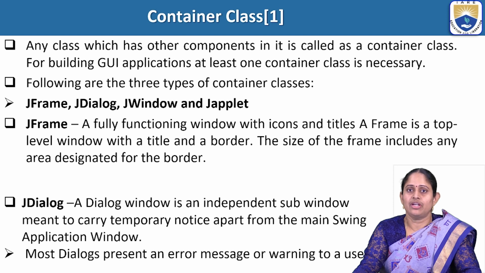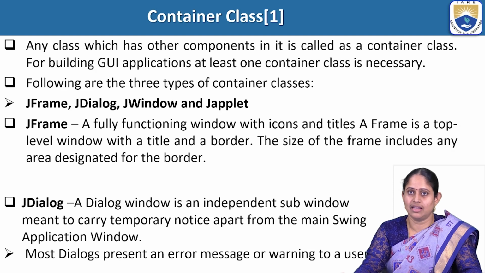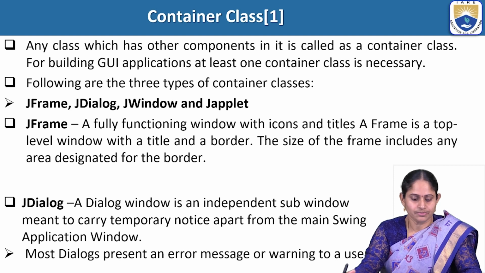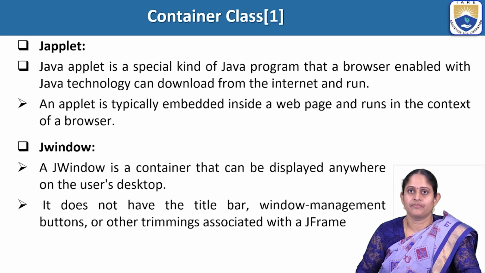The JDialog window is an independent sub window meant to carry temporary notices apart from the main Swing application window. If we have any error messages to be displayed, we make use of this JDialog window. Most dialogs present an error message or a warning to the user.